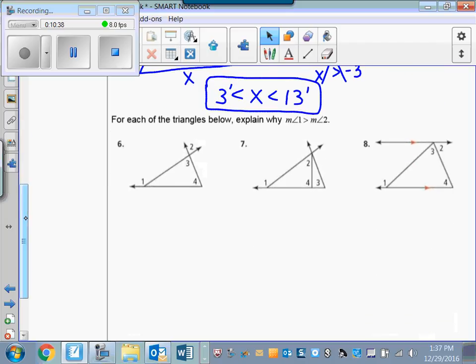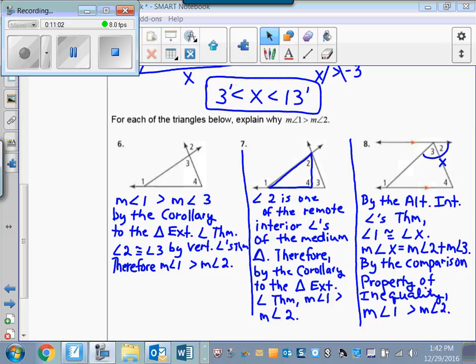Okay, for each of the triangles below, explain why the measure of angle 1 is greater than the measure of angle 2. I'm going to pause this and fill it in. I think this is quite straightforward, so I want you to do this for your own practice and then come back and check your answers with what I have here.